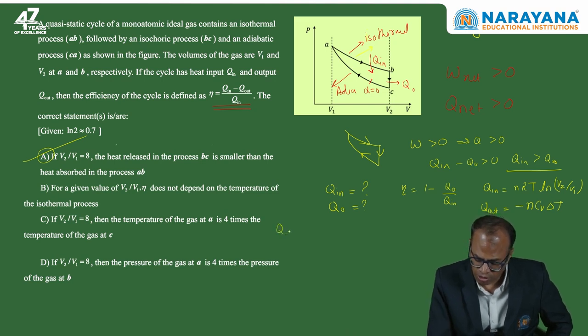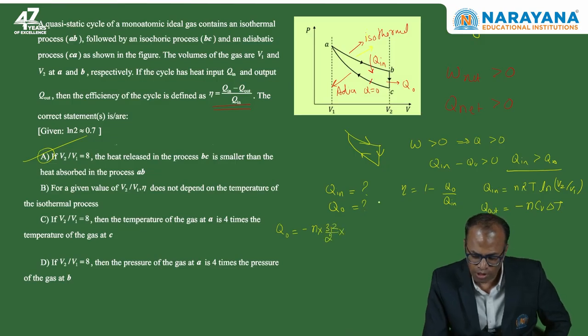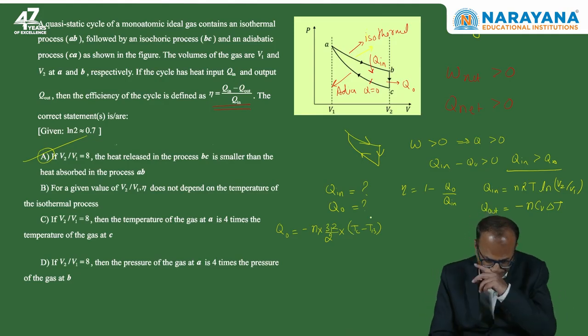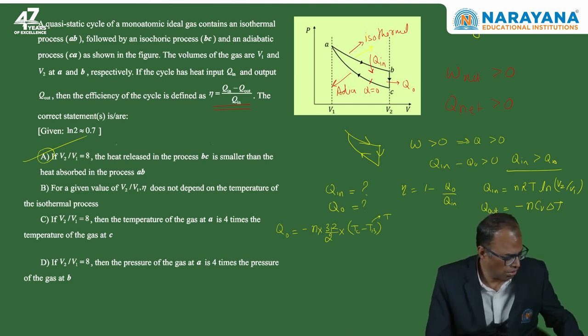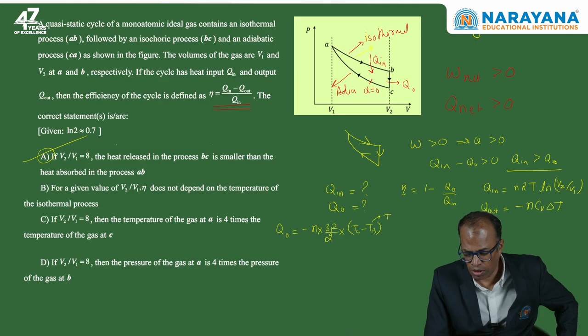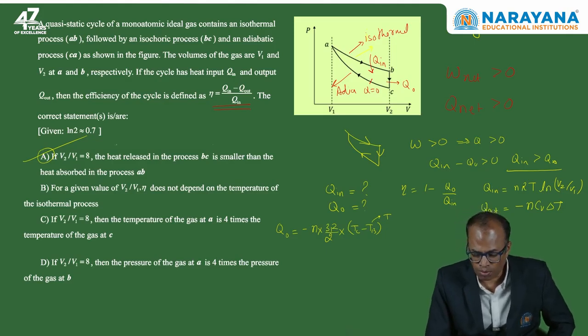So let's write this heat rejected Q out as minus n, number of moles, let it be n only. Cv is 3R by 2 and delta T will be Tc minus Tb. Okay, Tb I know, which is T, but Tc I don't know. But I can relate Tc with Tb or Ta because I know that AB is an isothermal process, AC is adiabatic. So let's go for the adiabatic process.